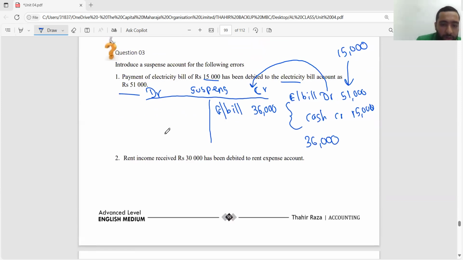Rent income received 30,000 has been debited to rent expense account.